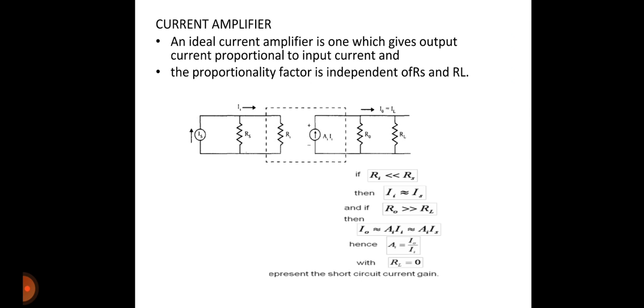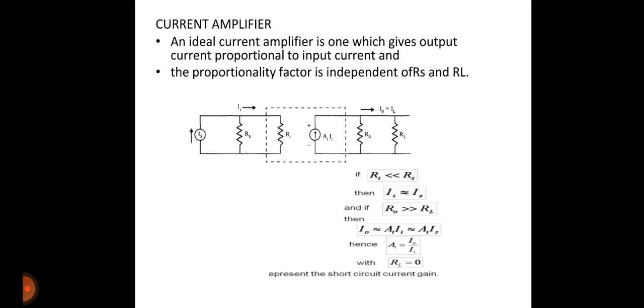In the same way, we can see the characteristics of the current amplifier. The figure represents the equivalent circuit of a current amplifier, which is nothing but Norton's equivalent. At the input side, Rs is in parallel with the current source, whereas at the output side also, since it is Norton's equivalent, R0 is in parallel with the current source, that is Ai into Ii.